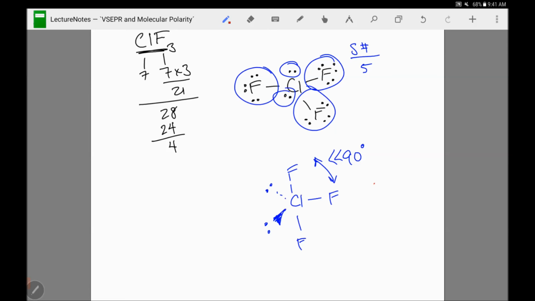This will always be an asymmetrical molecule, so it will always be a polar molecule. T-shaped molecules are always polar molecules. So if you have a steric number of 5 with 2 lone pairs of electrons on the central atom, it's T-shaped and it's always polar.